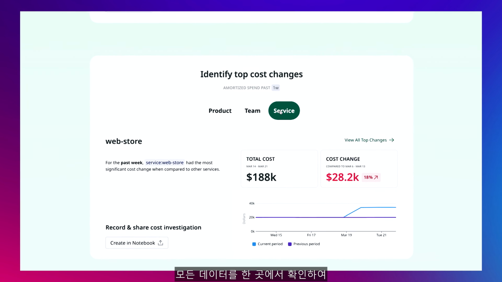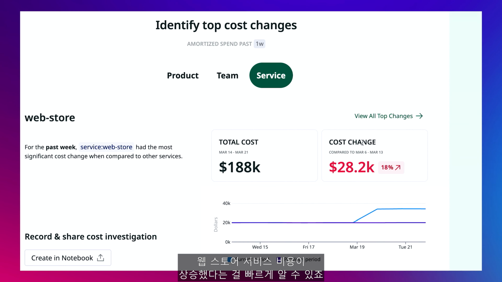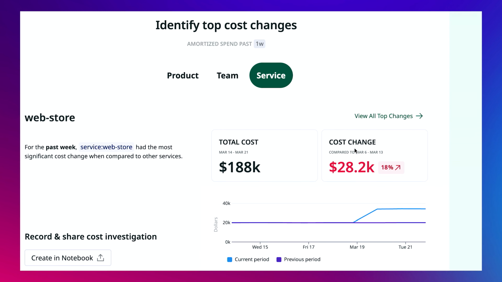By having all this data in one place, I can quickly pinpoint that our web store service had a spike in spend. I need to investigate this further to see what happened. To get a better understanding of what's causing this increase, I can access the web store team's dashboard.